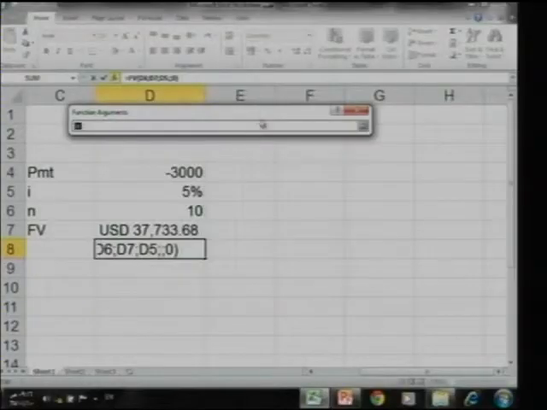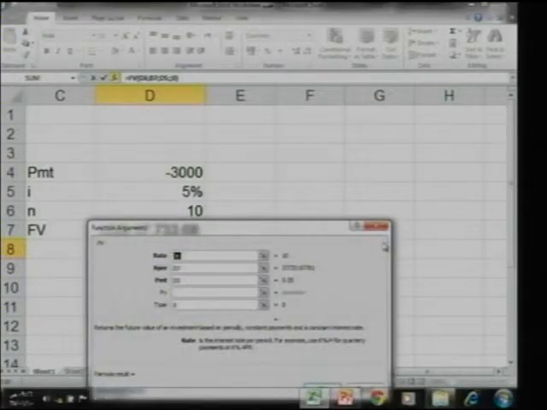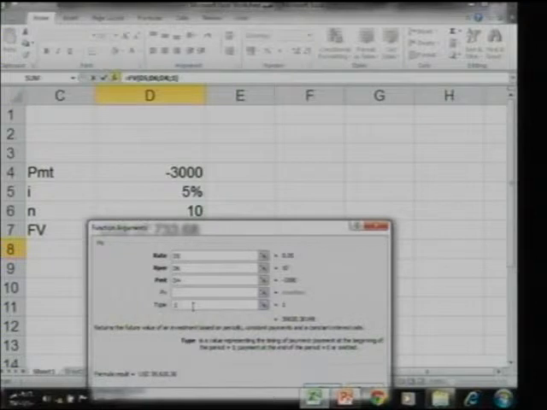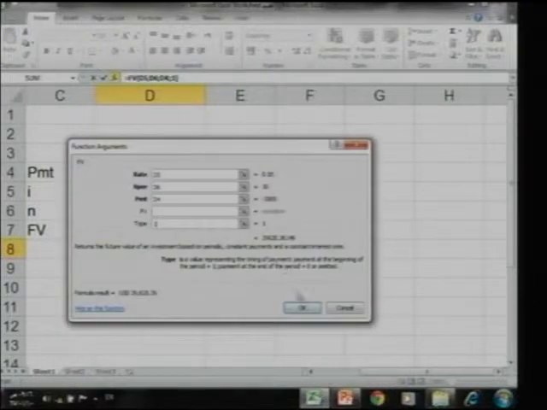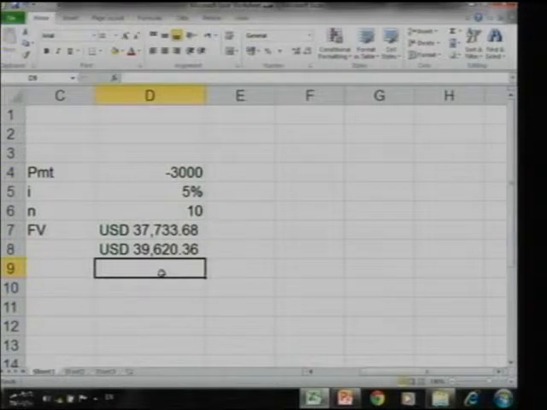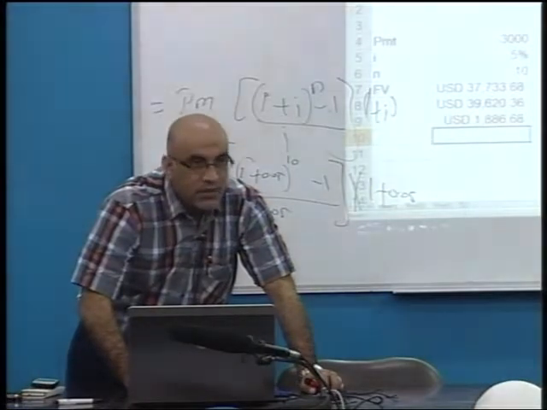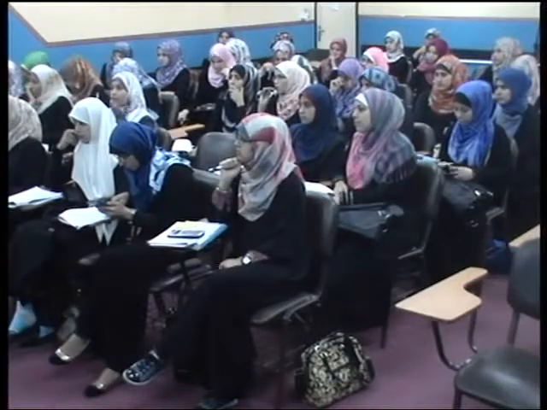We'll recalculate the equation by using the annuity due, and we'll see the difference. The number of periods is this, then the payment is this one, and instead of 0 we will put 1. So it is... now what is the difference between them? It is 1,886. What do you think this difference is? Why this difference? From where is this difference coming?